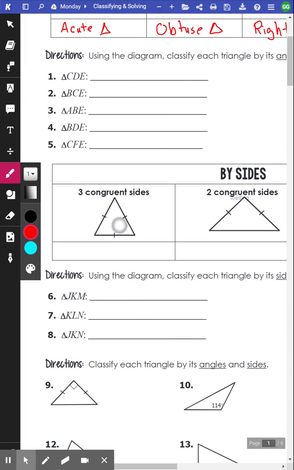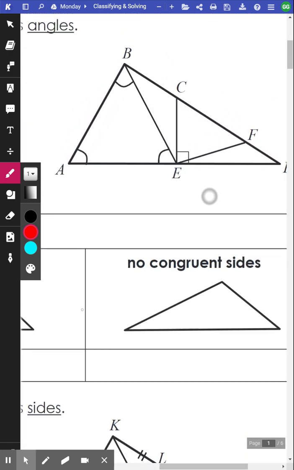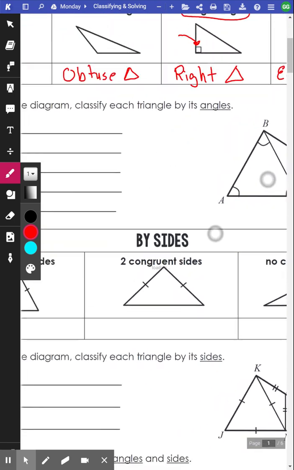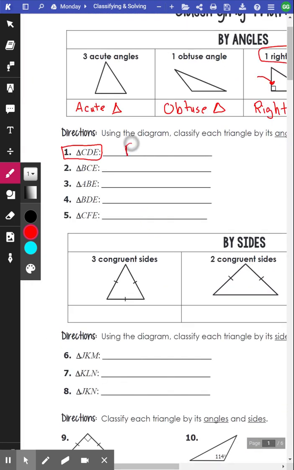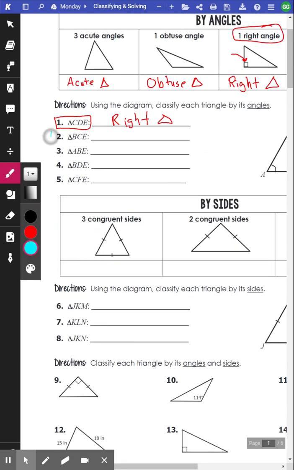All right, so here we have, let's go with our first one, triangle CDE. I'm going to look at triangle CDE over here. C, D, E. So that's this triangle right here. That means we have this box. Automatically, this is 90 degrees. This is a right angle. So I'm going to say that triangle CDE is a right triangle.